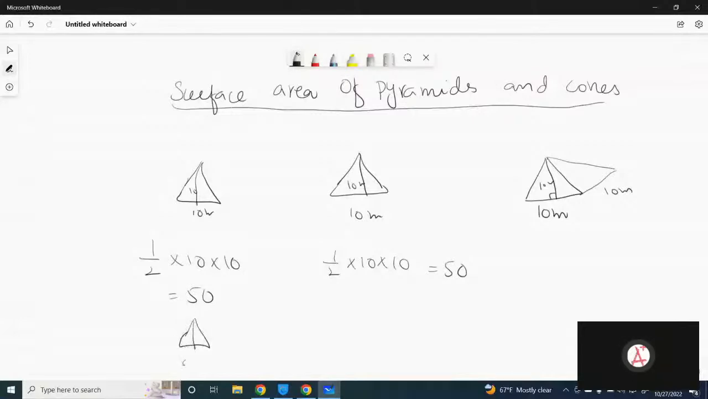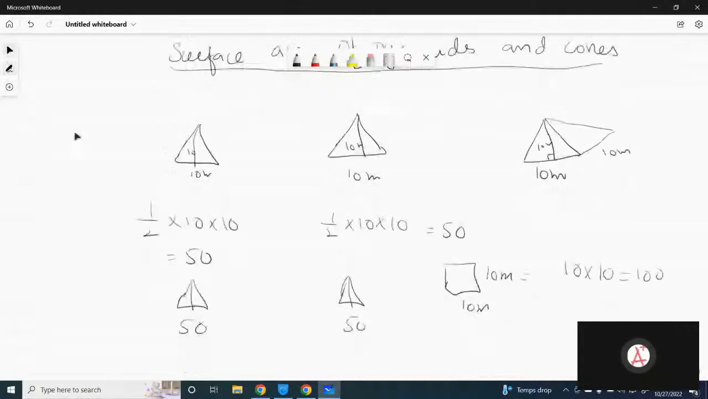50 and 50, the same way, because they have the same side lengths. And the base is square, 10 and 10. The base of the pyramid is square. You have to do area of square. It is 10 times 10, 100. Now you have to add the area of all the faces to find the area of the pyramid. Just add up all the areas to find the area of the pyramid.